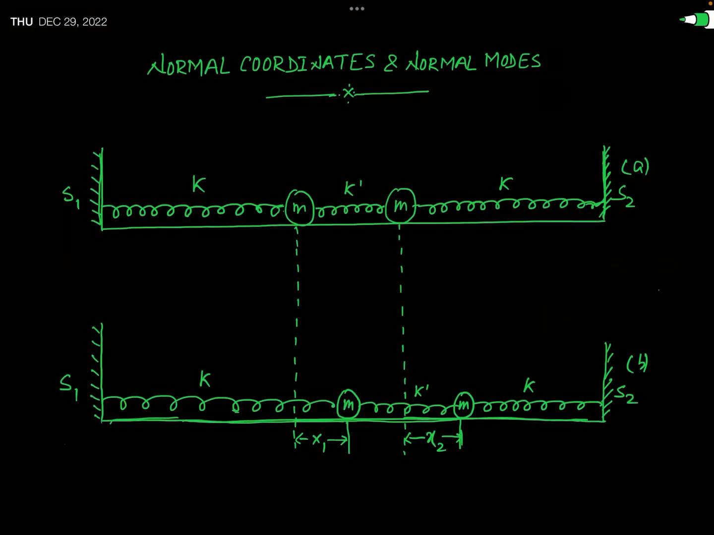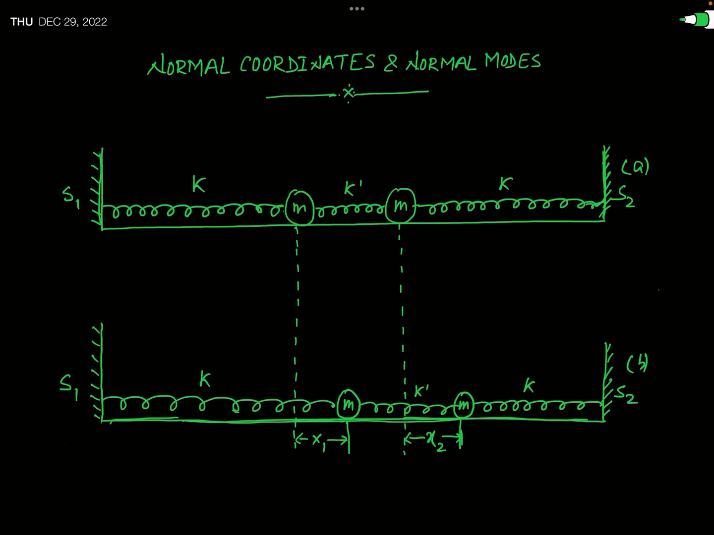In the previous lecture, we started to deal with the concept of normal coordinates and normal modes. Actually, to know the concept of normal coordinates and normal modes, we started with the problem of two coupled oscillators. And the figure shown here represents the two coupled oscillators.